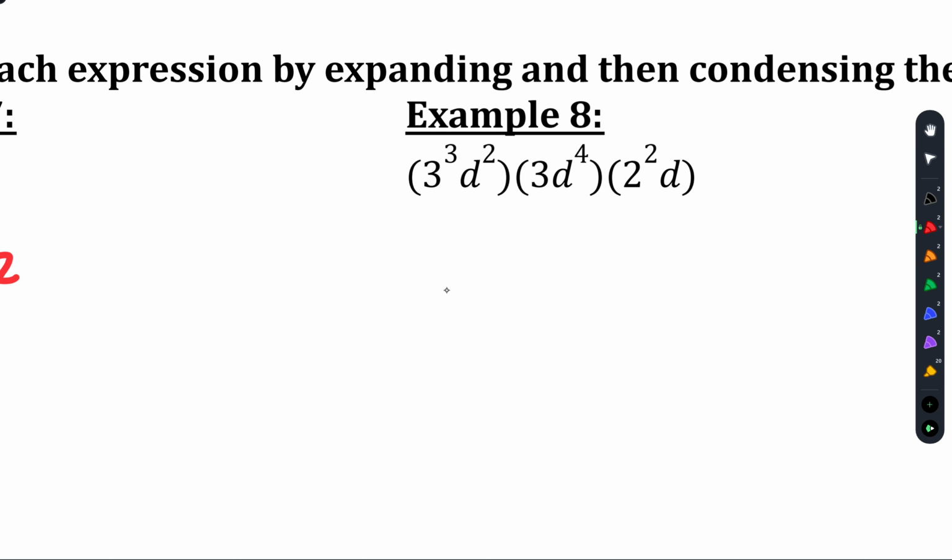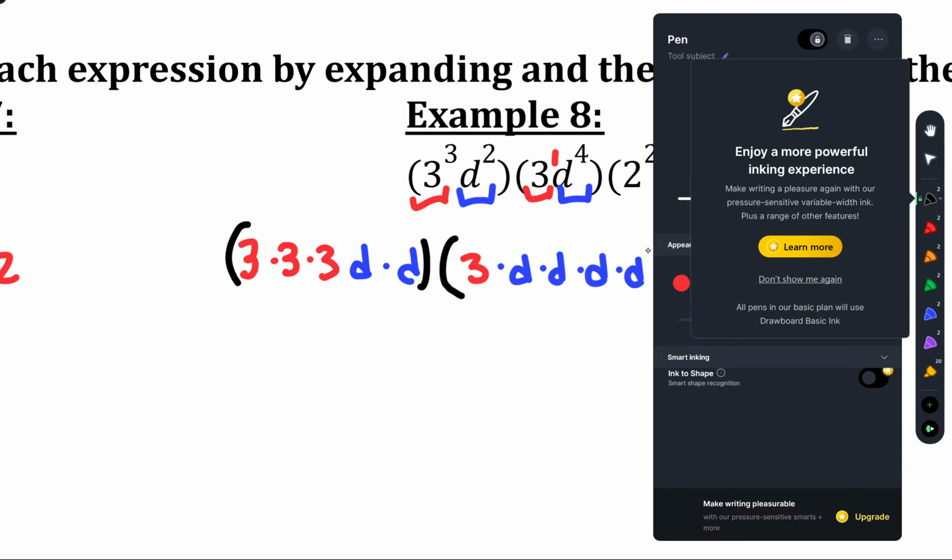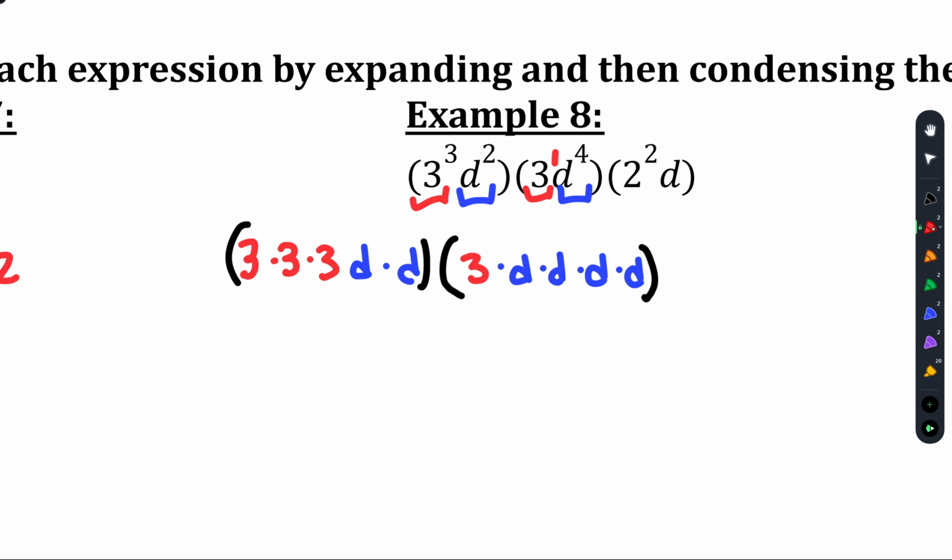I'm going to do the same thing here. This is all just multiplication. So I'm going to expand the 3's. I have 3 3's here, and I have 2 D's. That's my first little parentheses. And the next one, I just have 3 to the 1st power, so just 1 3. And I have 4 of these D's. And then I have a 2. I'm going to leave all my numbers the same. 2 times 2. And then just 1 D here.